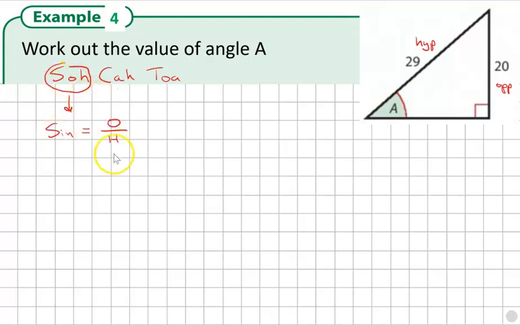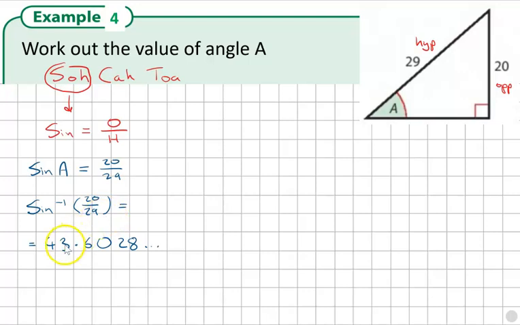So sine is equal to O over H. So sine A is equal to 20 over 29. So 20, the opposite, over 29, the hypotenuse. So when we do not know the angle, we must use the inverse. So you press shift and sine to the power minus 1 will come up on your calculator, and a bracket. You input 20 over 29 and close the bracket and equals. Again, just a reminder, make sure you're in degree mode.